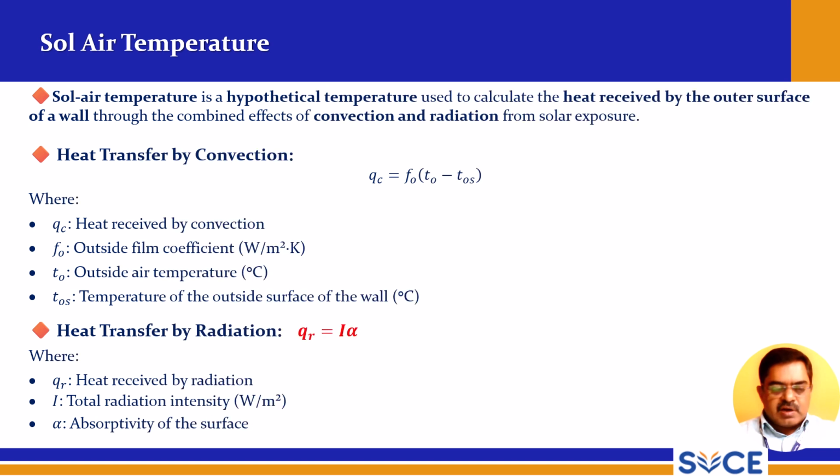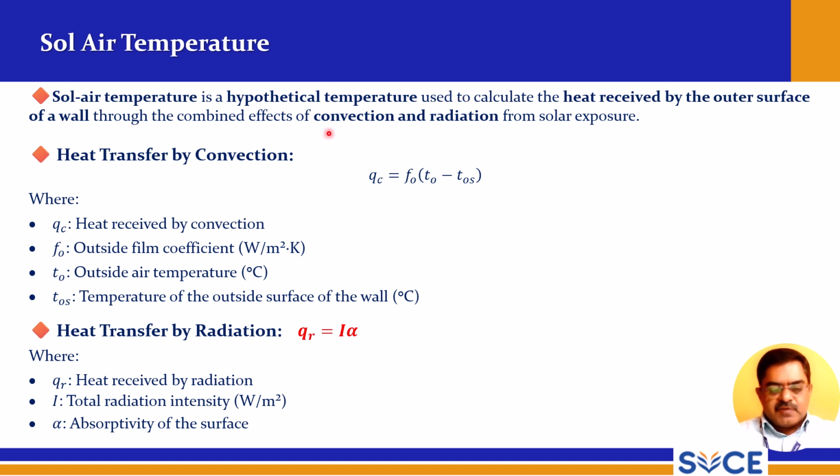So solar temperature, the solar air temperature is a hypothetical temperature used to calculate heat received by the outer surface of a wall. So heat received by the outer surface of the wall is known as solar air temperature. It is a hypothetical temperature only. There is no exact measure, that's why it's a hypothetical temperature.